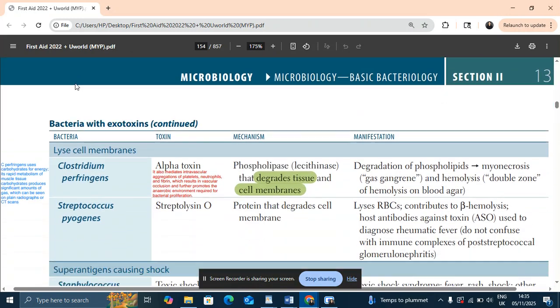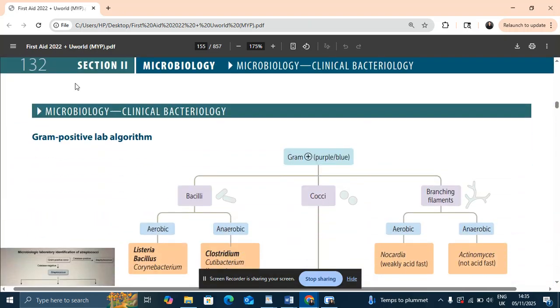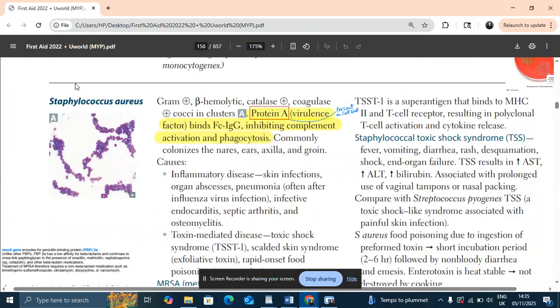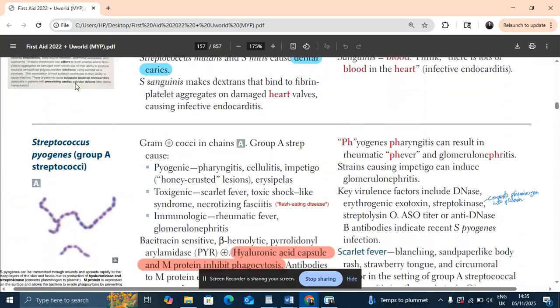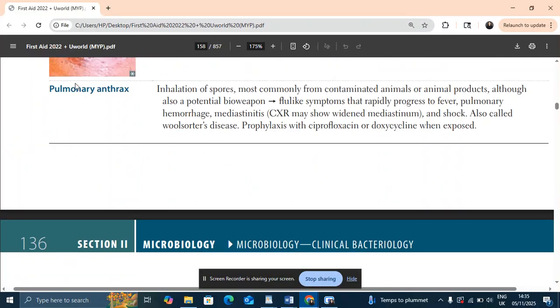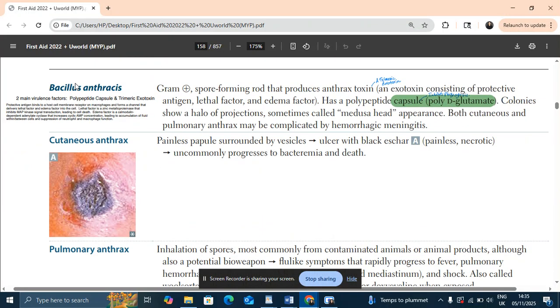So we will talk about anthrax today in detail. Anthrax is caused by Bacillus anthracis, a gram-positive spore-forming rod that produces anthrax toxin. Anthrax toxin is also known as trimeric exotoxin, and it has three parts. This exotoxin has three components: protective antigen, lethal factor, and edema factor. Always remember their names, very high yield.